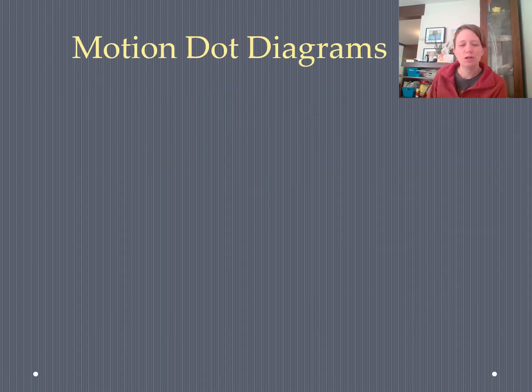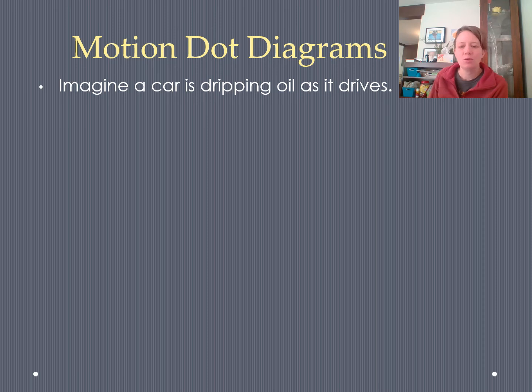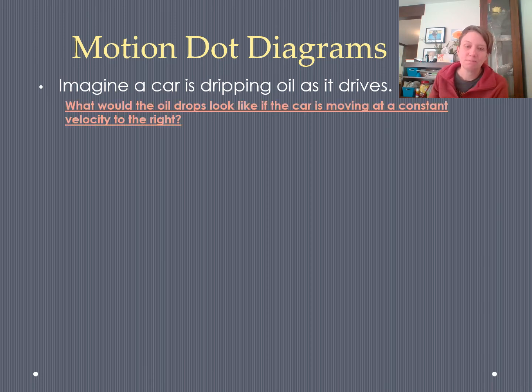One of the tools we're going to be using to visualize the motion of an object is a motion dot diagram. So imagine you had a car that was driving on the highway, but it was dripping oil, like 1 drip every second as it was driving. What would those oil drops look like if the car was moving at a constant velocity to the right? Maybe in the space below this, you can sketch out what it would look like if we were moving at a constant velocity to the right.